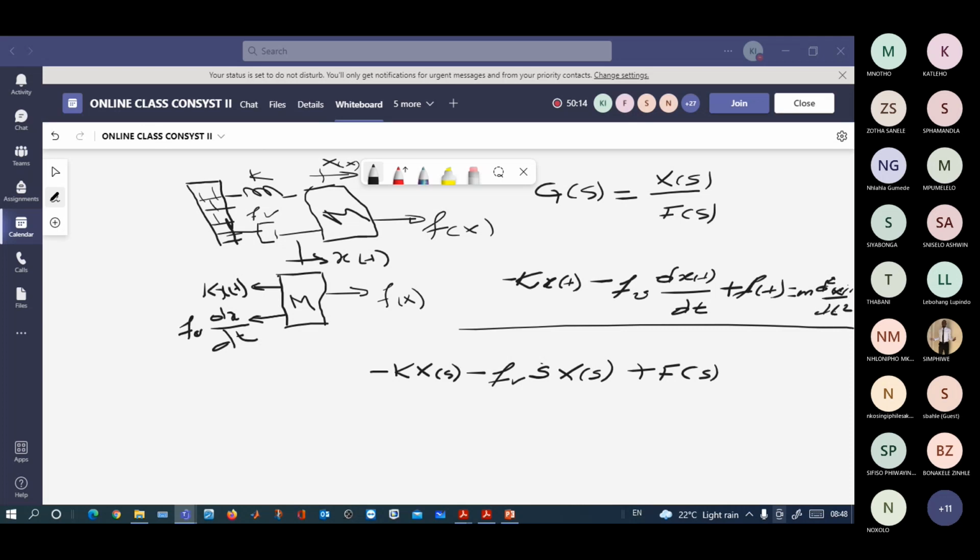Okay, guys, I'm back. So that's what I was showing you. All of this is going to be equal to the mass m, s square X of s.